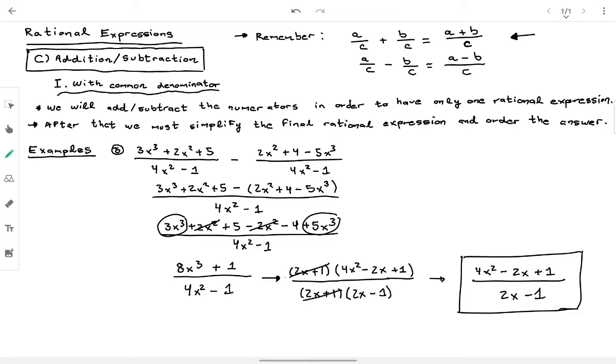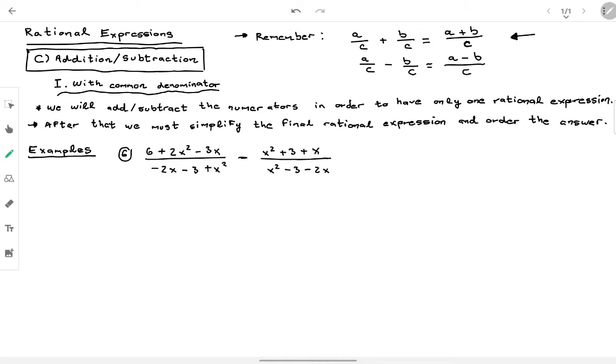So there is time for one last exercise. So in the next exercise, it's going to be something like this. Remember, if we have a common denominator, it will stay the same. Here maybe at the beginning, some of you can get confused because it doesn't look like a common denominator, but if we order, it's going to be the same. And it's going to be x squared minus 2x minus 3.